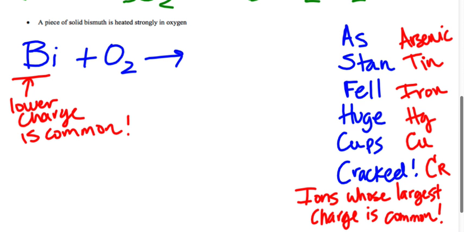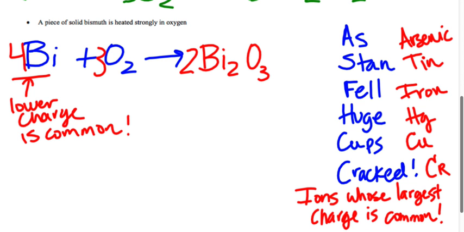So when in doubt as to what charge you're going to make, you're going to use As Stan fell, huge cups cracked. So bismuth has 2 options. What are bismuth's 2 possible charges? 3 and 5. So we're going to go to 3, making the formula. So I see a 3 and a 2 here again for oxygen, so I need that common factor. So I get my 6, and that means I need a 4 there.